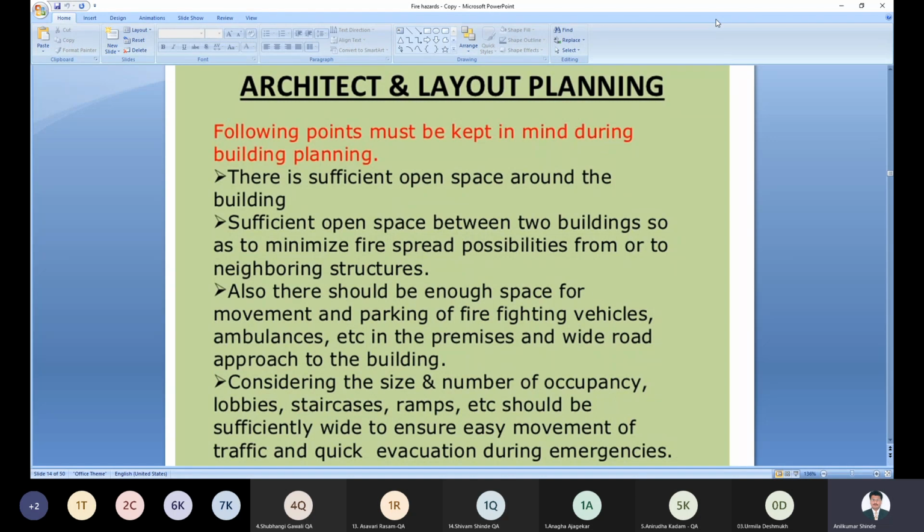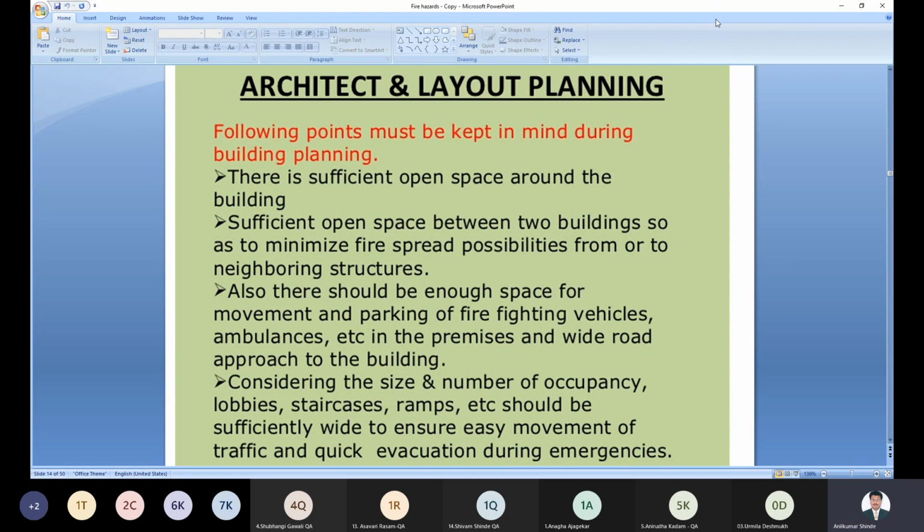There should also be enough space for the movement and parking of firefighting vehicles. Firefighting vehicles should be able to come into the particular area. That type of space should be required for firefighting equipment, vehicles or ambulances. The premises should be approachable by a wide road, so the company should have a wide road outside.